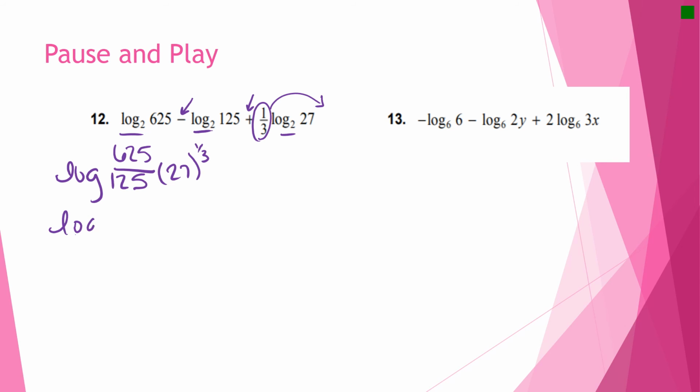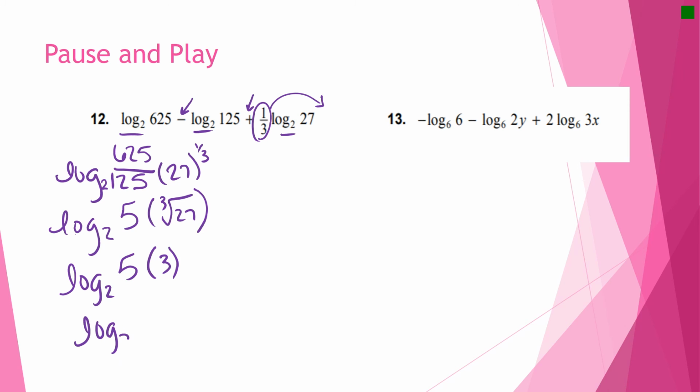This is a little bit ugly. So 625 divided by 125 is 5. And then this just means the cube root of 27. You already know that from a couple of chapters ago. And the cube root of 27 is 3. And so my final answer is log base 2 of 15.